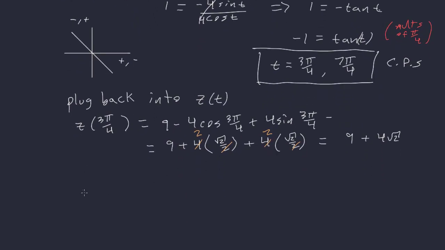All right, then when we plug in 7 pi over 4, all right, we go ahead and plug that in.